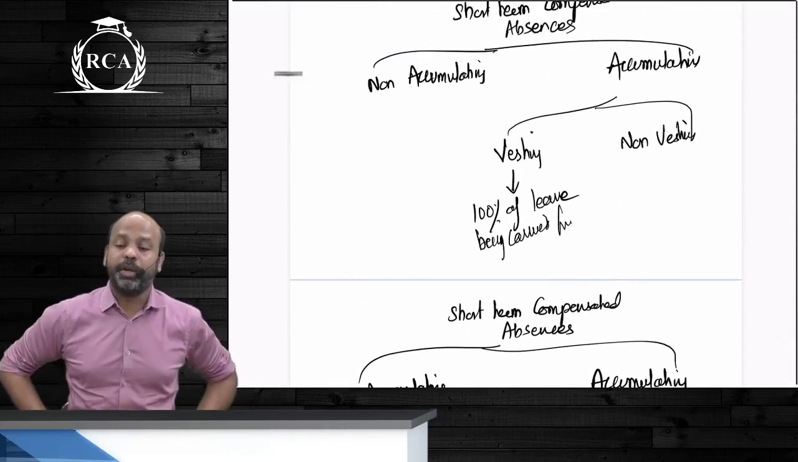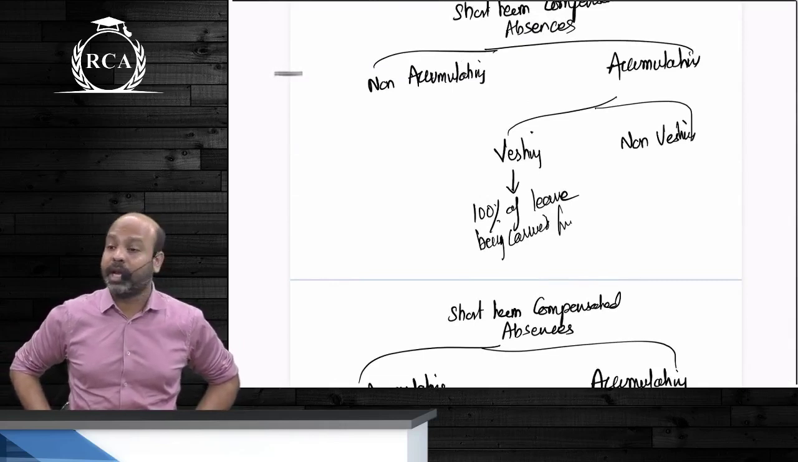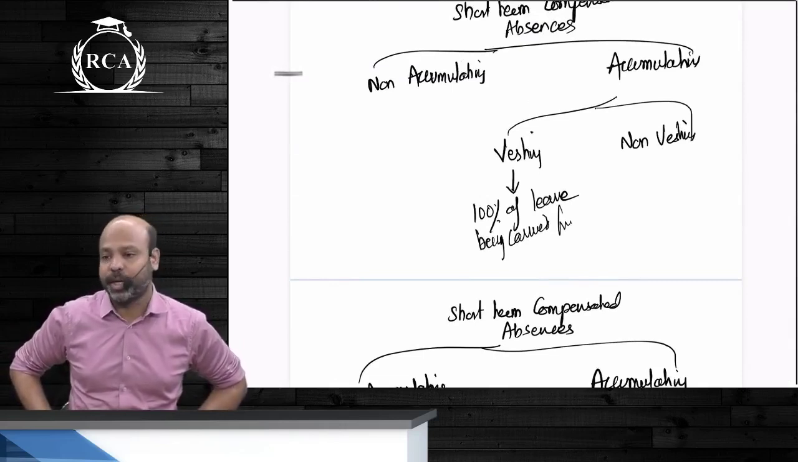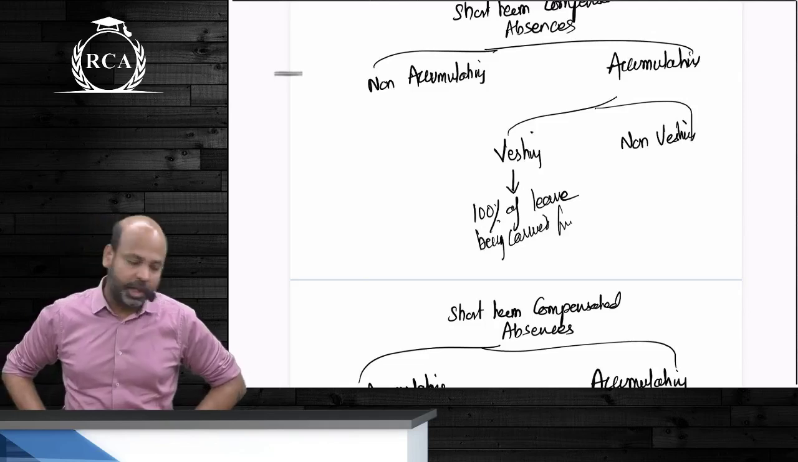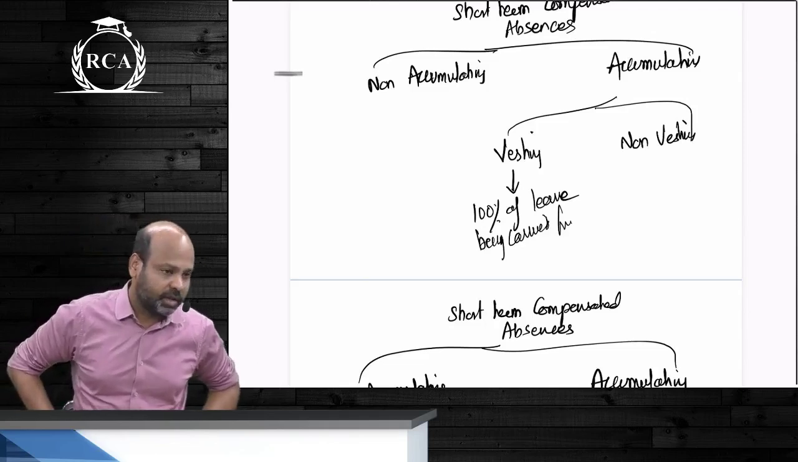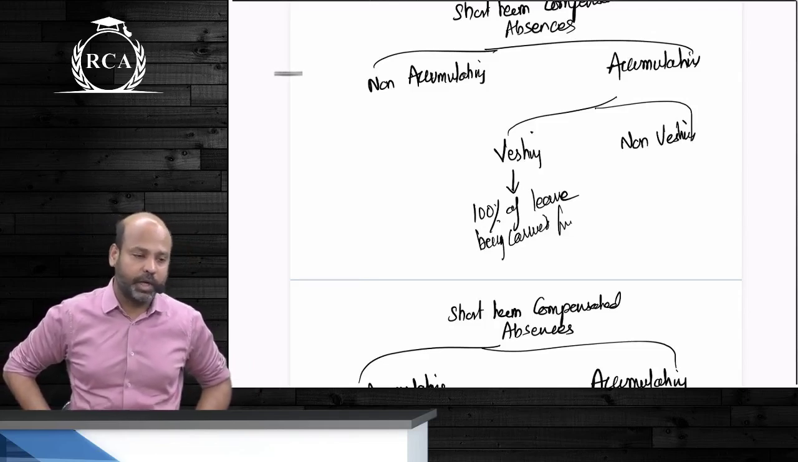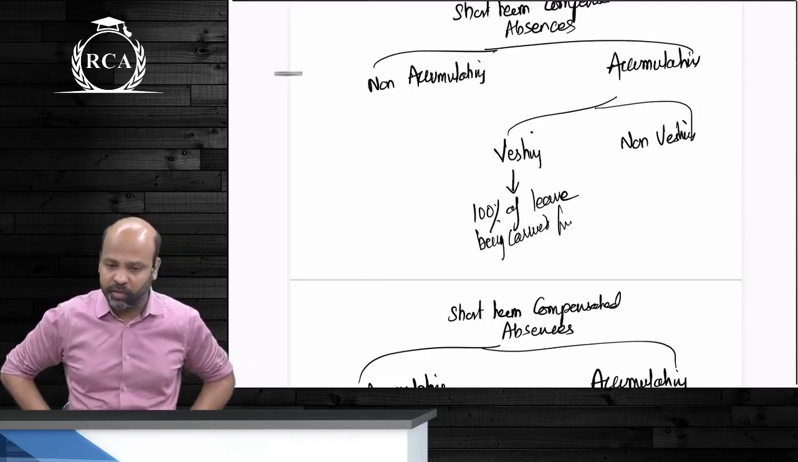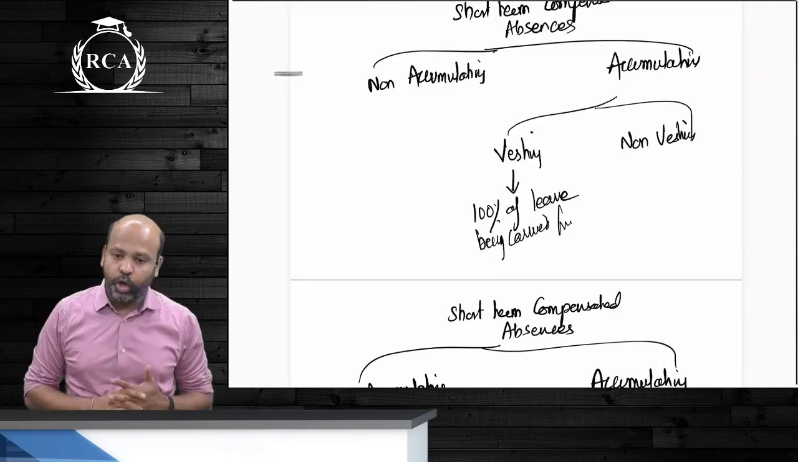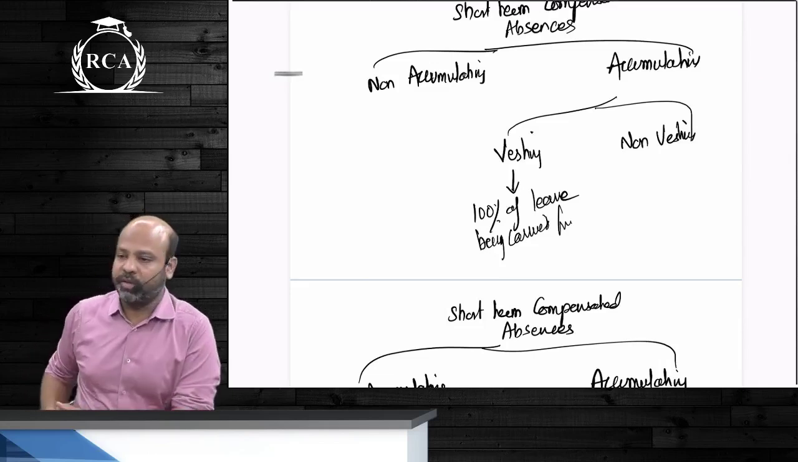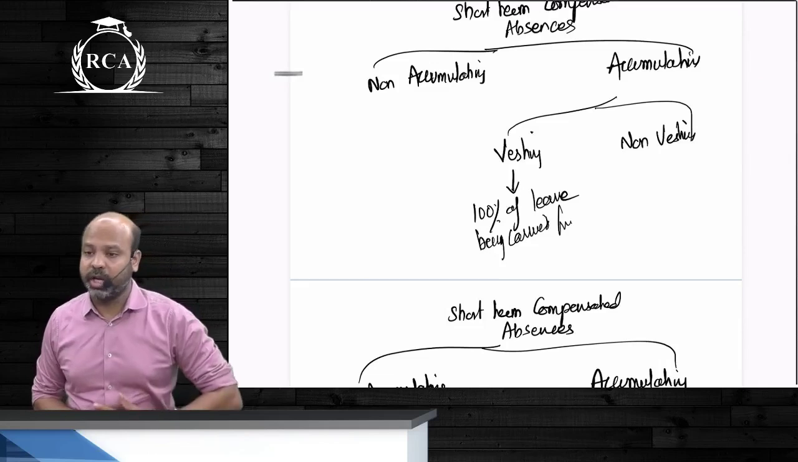A vesting compensated absence is where the leave can be carried forward and can be encashed by the employees. If the leaves are vesting, nothing doing, you will have to create a provision for 100% of the leave that is being carried forward. If the leave is non-vesting, you create a provision only for the estimated amount of leaves that will be carried forward and utilized in the next year.